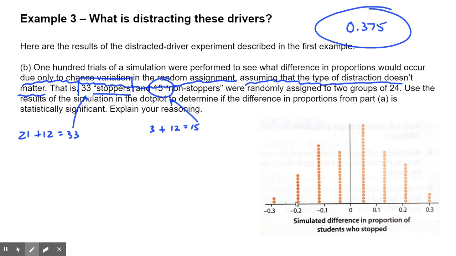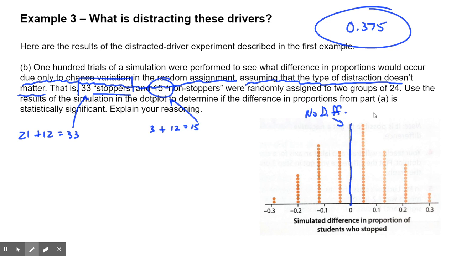And that's how we got these simulated differences. So we randomly assigned these people to groups. We then calculated the differences and we plotted it. And again, notice this middle line is 0. That is assuming no difference.